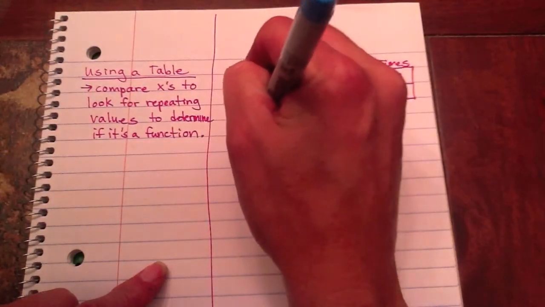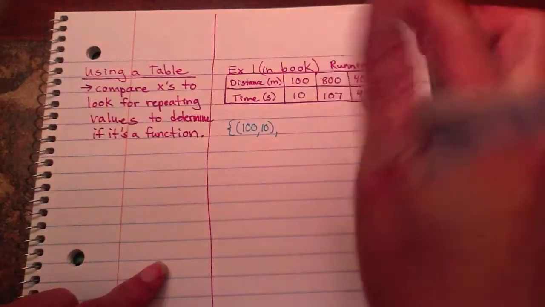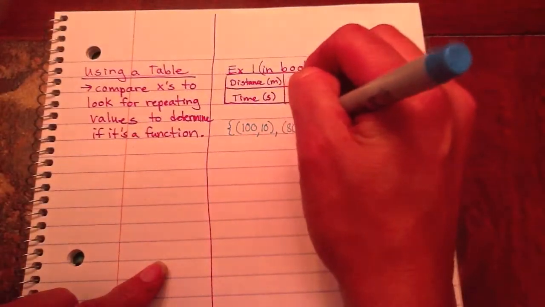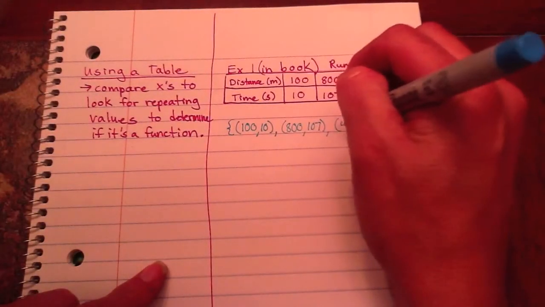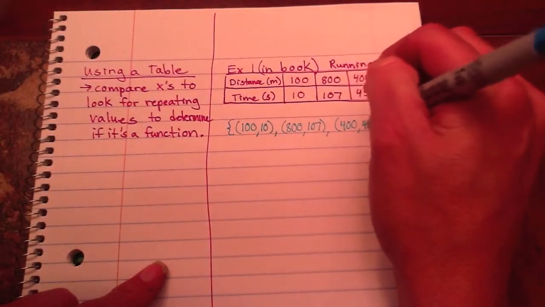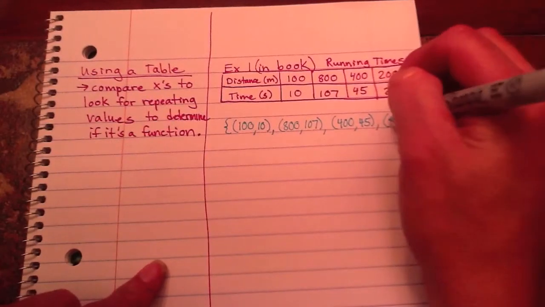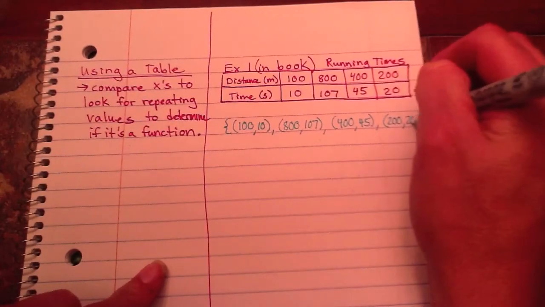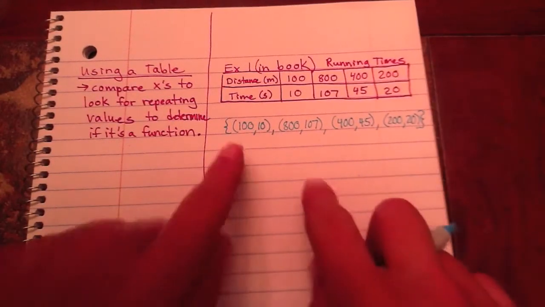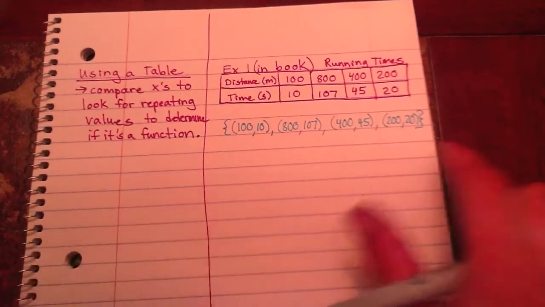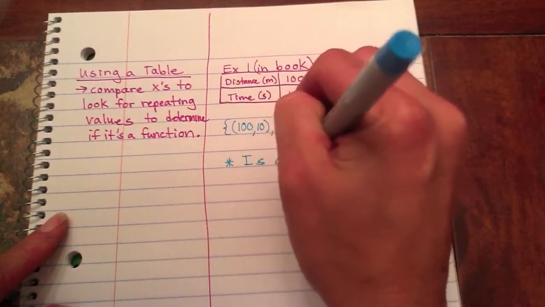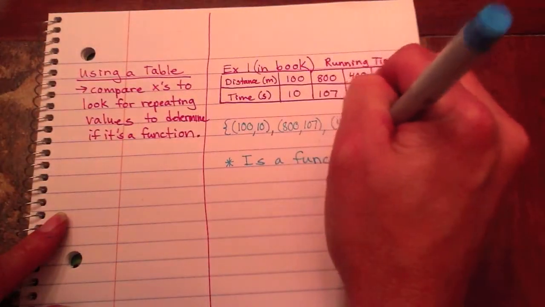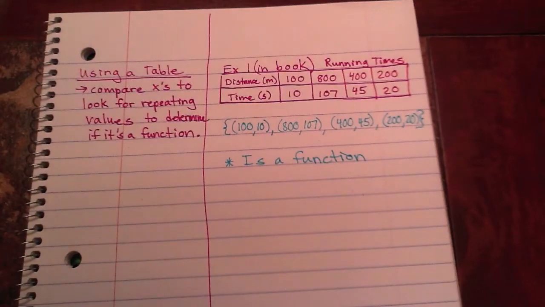100, 10, 800, 107, 445, and 220. And then notice again, no repeating x's. So this is a function. That's what a lot of this lesson is going to be, is just looking to find out if things are functions or not.